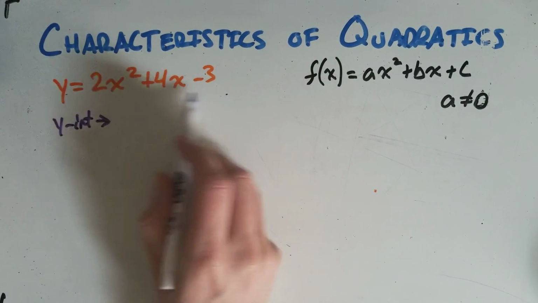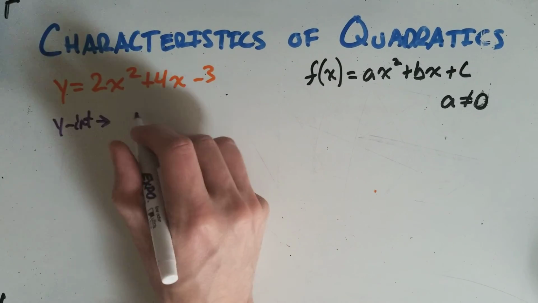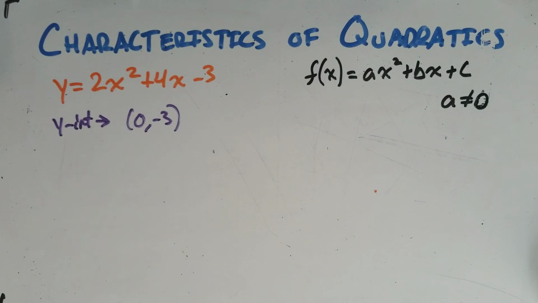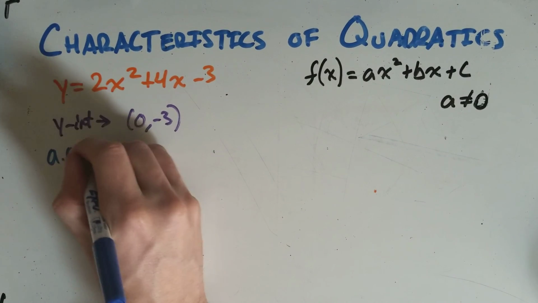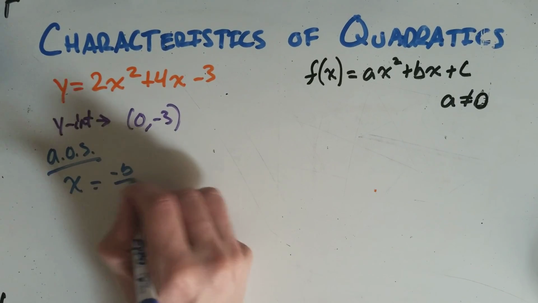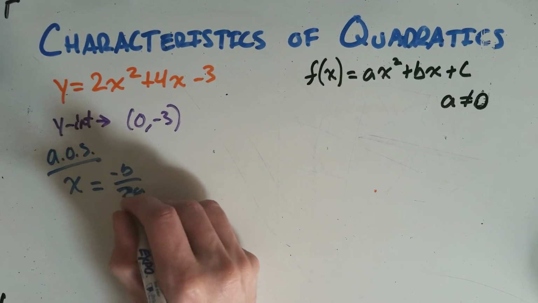Well, just because we're in this form, we should be able to see really quickly the y-intercept is (0, -3). Y-intercept's nice in standard form, it's really easy to find. Next, let's find the axis of symmetry. To do this, we're going to use that little formula, opposite of b over 2a.